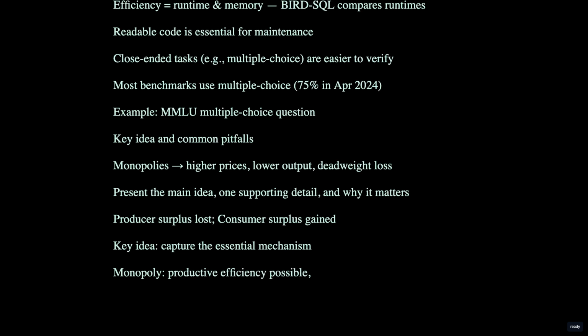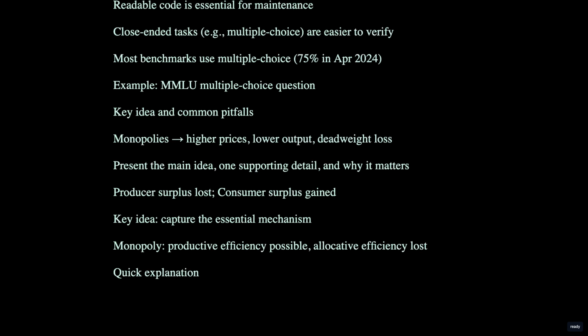In some cases, for example, a natural monopoly with falling average costs, a single firm can produce at lower average cost and so look productively efficient. But more generally, monopolists set price above marginal cost, P > MC, restrict output, and create allocative inefficiency and deadweight loss for society. This short note states the main idea clearly.